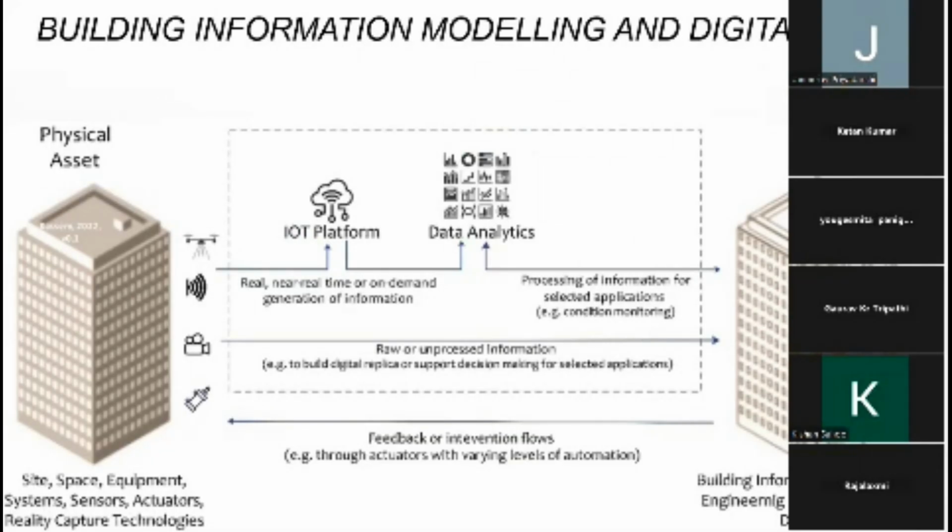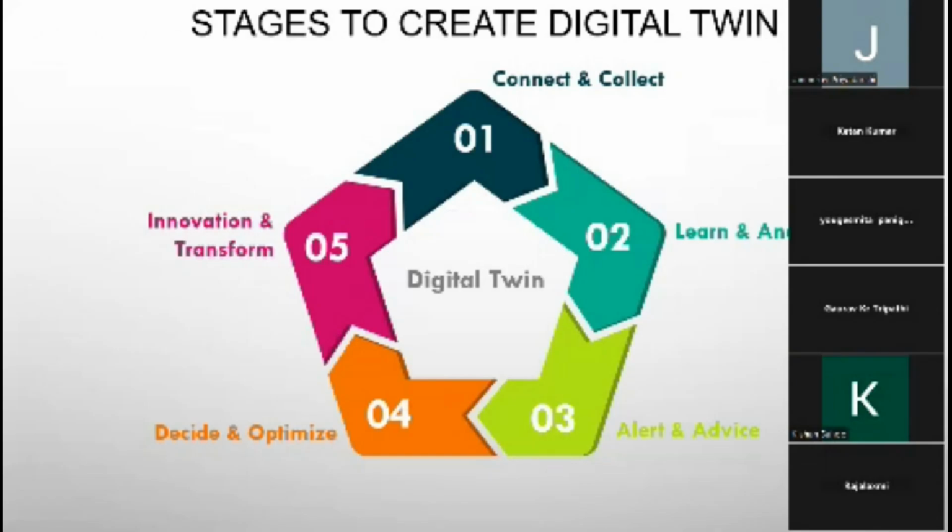Now, what is the process to create a digital twin? The first stage is called connect and collect. As we discussed, we first understand the building, and then we understand how we can connect the sensors, install the devices, and then we can collect the data. So the first objective is to collect the data. Once we collect the data, we put them together, learn from the data and analyze it. After that, the next stage is alert and advise.